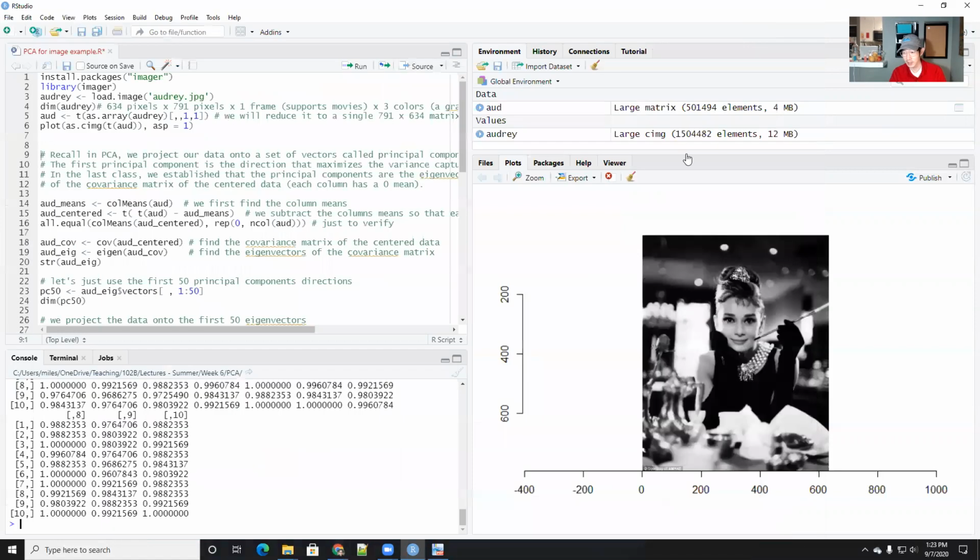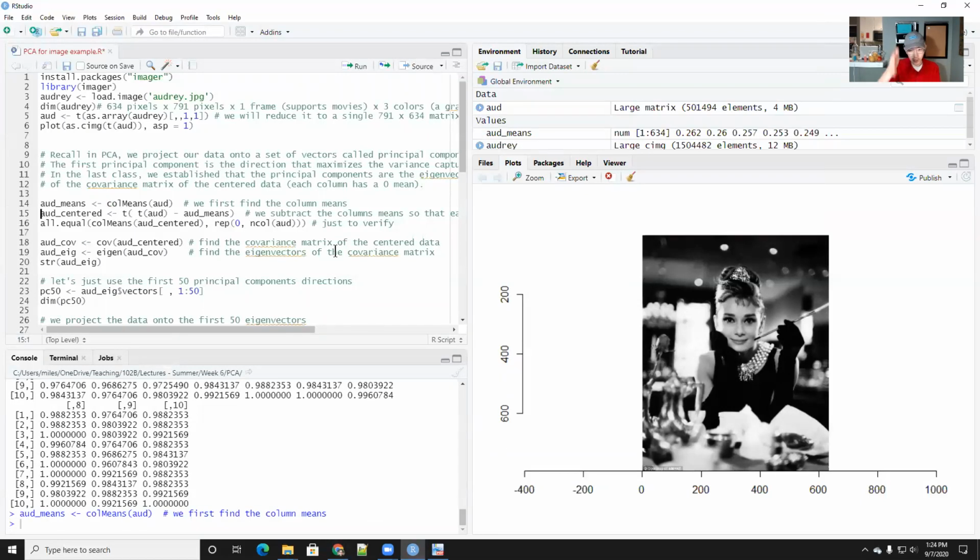Anyway, just to keep it simple, I have it in black and white. So I have 634 dimensions, and let's see what we can do to reduce this. The process is we have to center our values, so I'm going to take the column means and subtract the column means from every column of pixels.